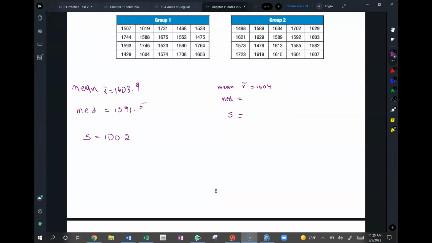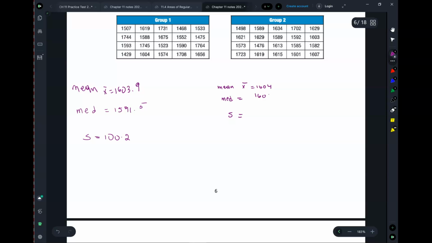Go. Who has the median? 1605. What is the standard deviation? 51.6. Okay. There was a question about the number of decimal places. Usually we go to 1 more decimal place than the data is given in.